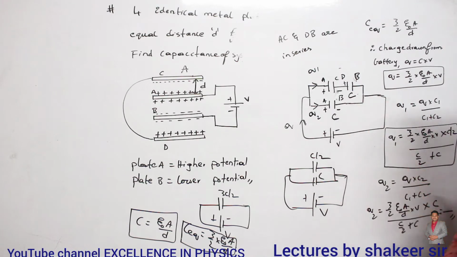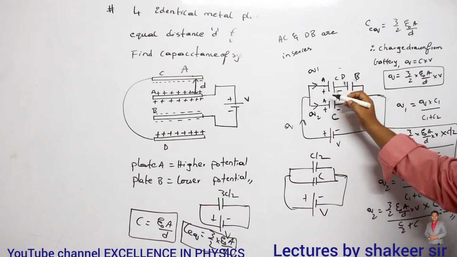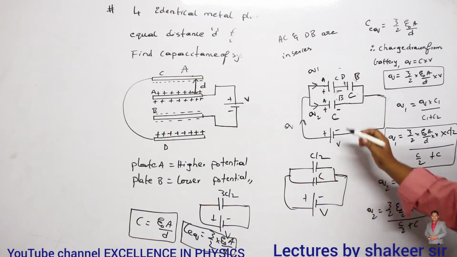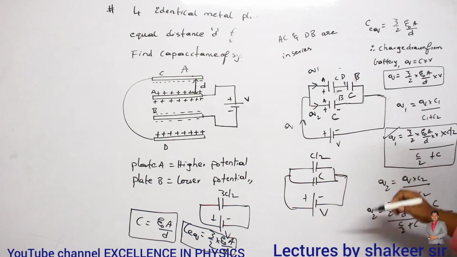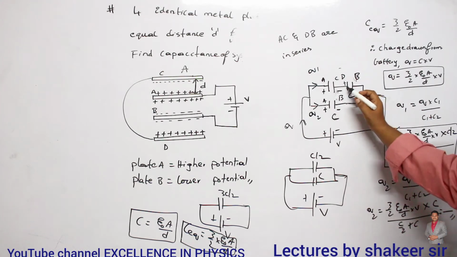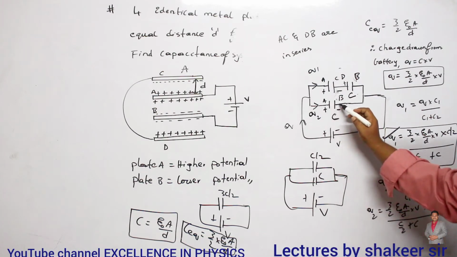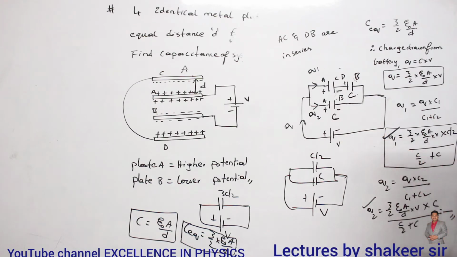So if two capacitors are connected in series, then what is their property, ma? What is the charge present on first capacitor? Same charge will be present on second capacitor also. So on AC also Q1 amount of charge will be present. On DB also same Q1 amount of charge will be present. But on AB, Q2 amount of charge will be present. Okay, that's all.